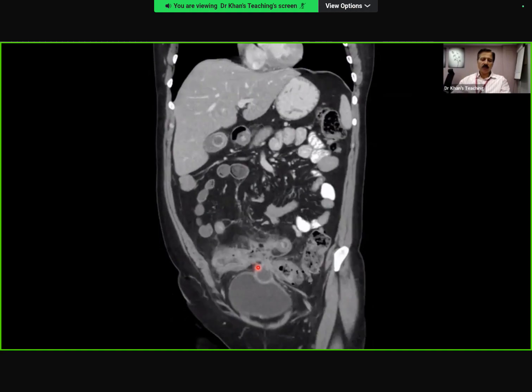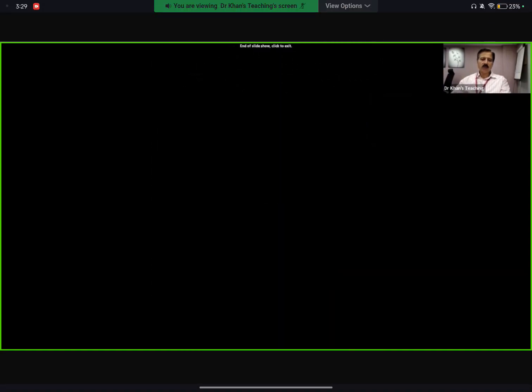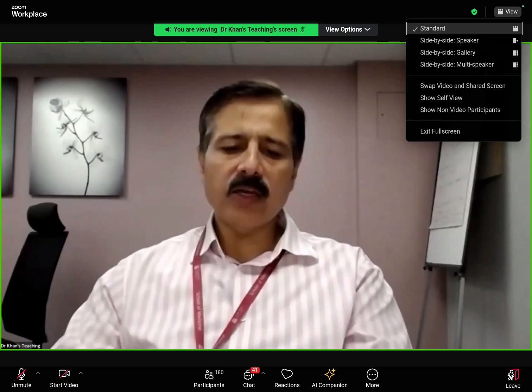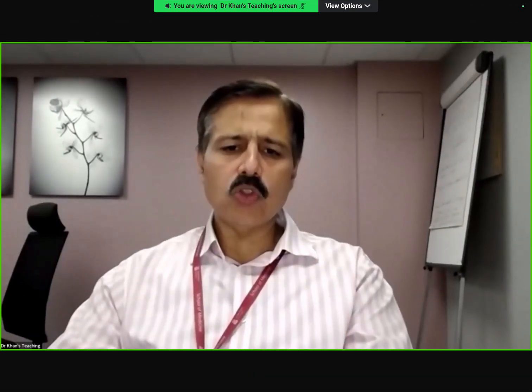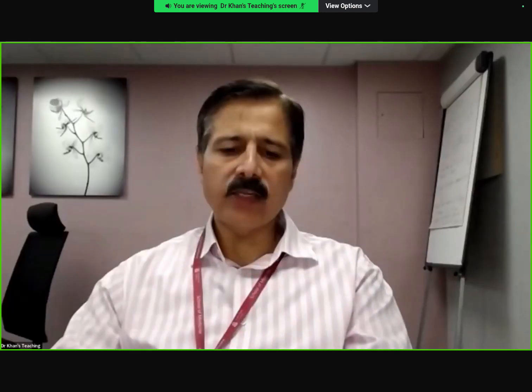So this CT scan tells you that CT is quite a robust investigation to show you everything regarding a Crohn's disease case and things like that. And many a time they will show you in the exam.